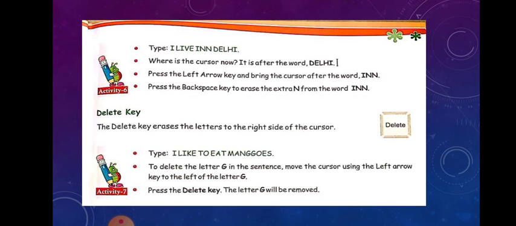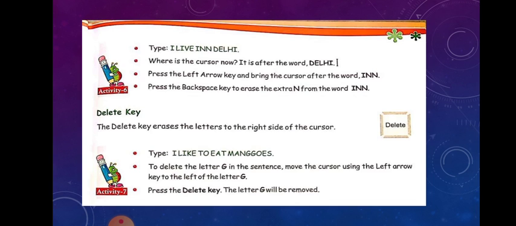Let's start with the backspace key again. Dear children, the backspace key is used to remove or erase or eliminate any letter which is present at the left side of the cursor. Now, the delete key erases any letter at the right side of the cursor.